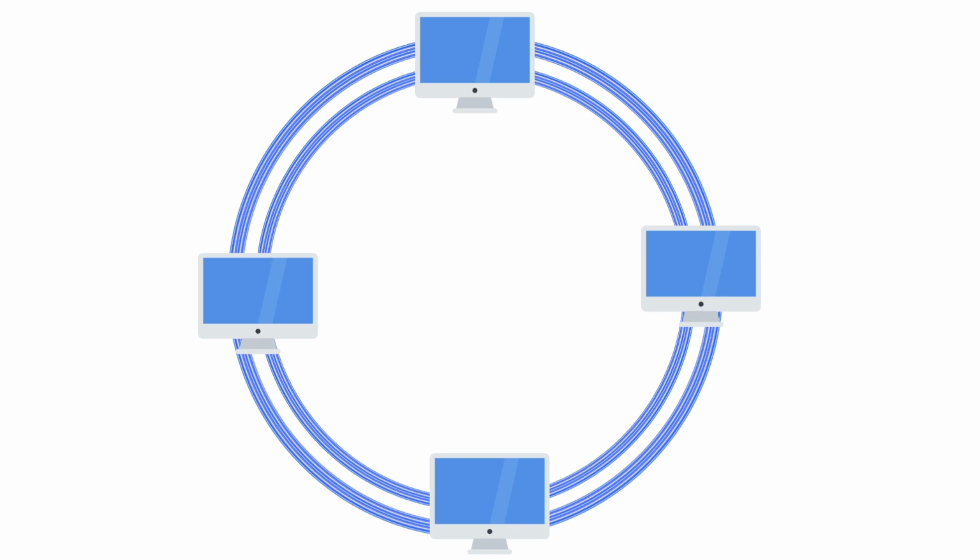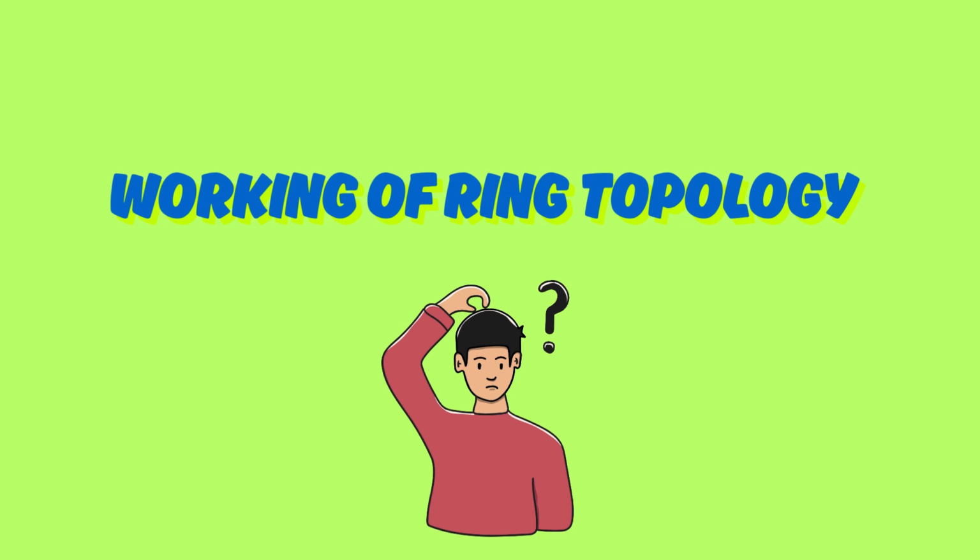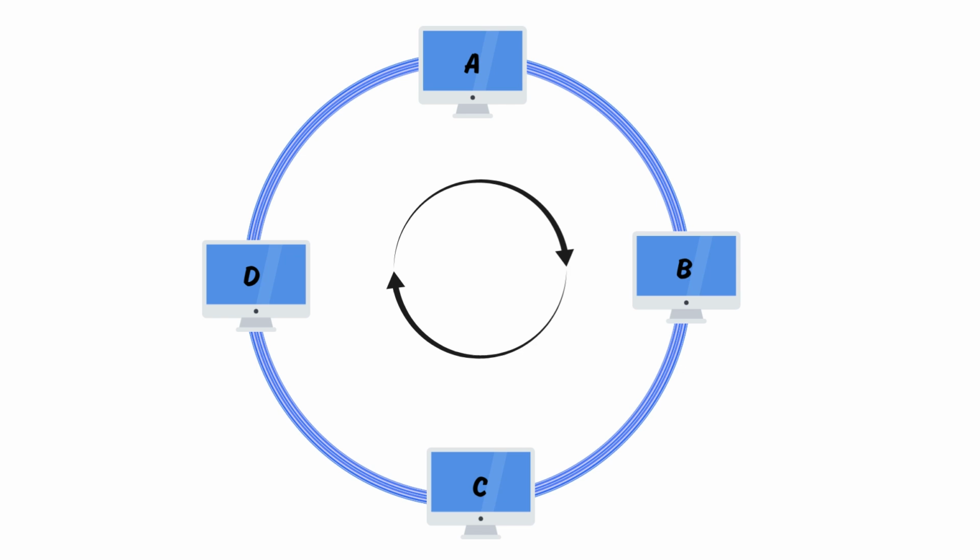In this segment, we are going to learn about the working of ring topology. In ring topology, the data travels in a circular path, moving from one device to the next until it reaches its destination. This flow happens in a sequential and organized way, making the working quite predictable.